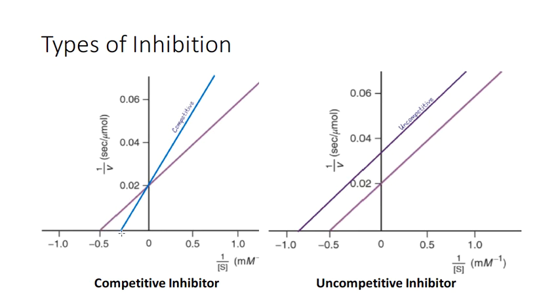So the blue line, which is your competitive inhibitor, moves to the right, which says that we're going to have a lower affinity for Km, or a higher value, and our Vmax is going to stay the same.